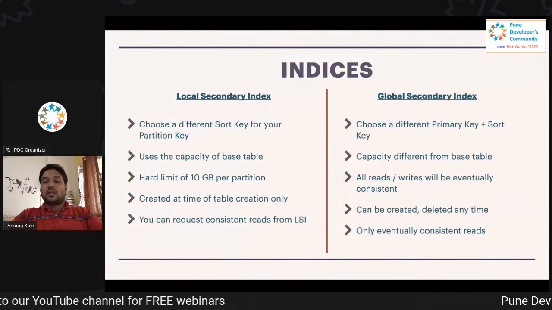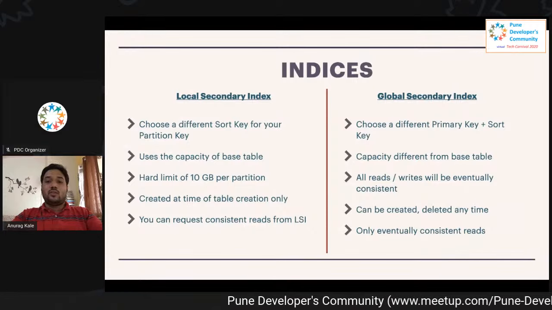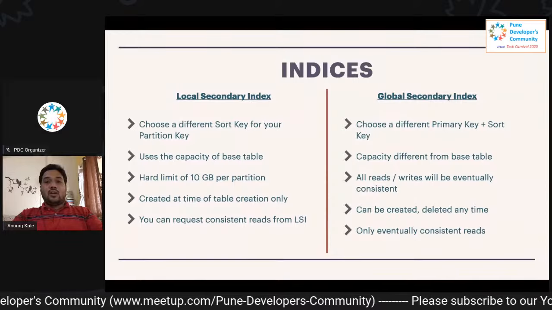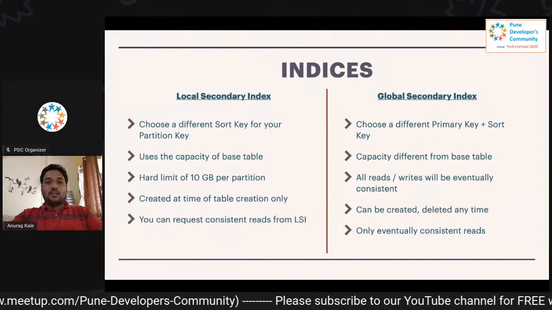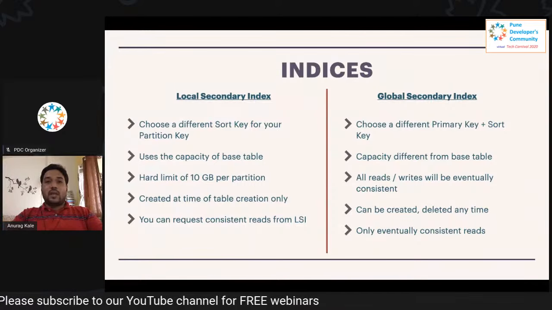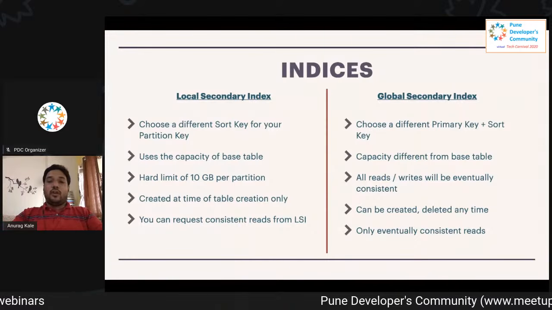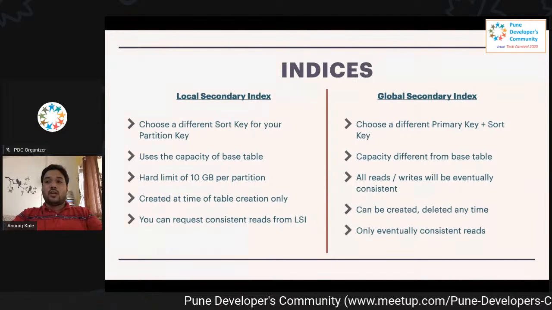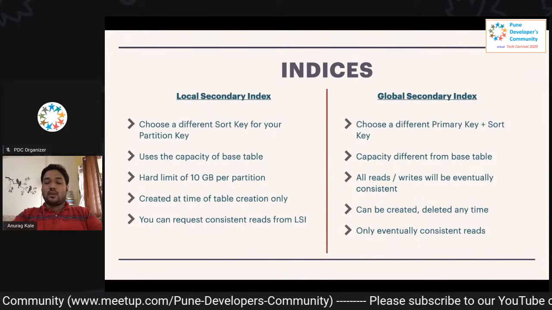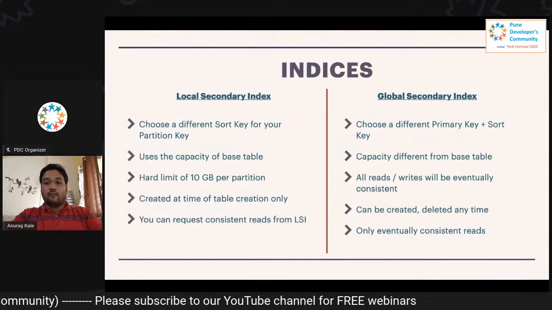Now, talking about global secondary index, you can have a totally different primary key and sort key for your table. In the background, it replicates the entire table, but it will have a totally different primary key and sort key. This is a very useful scenario, and it helps us implement a lot of access patterns in the real world.